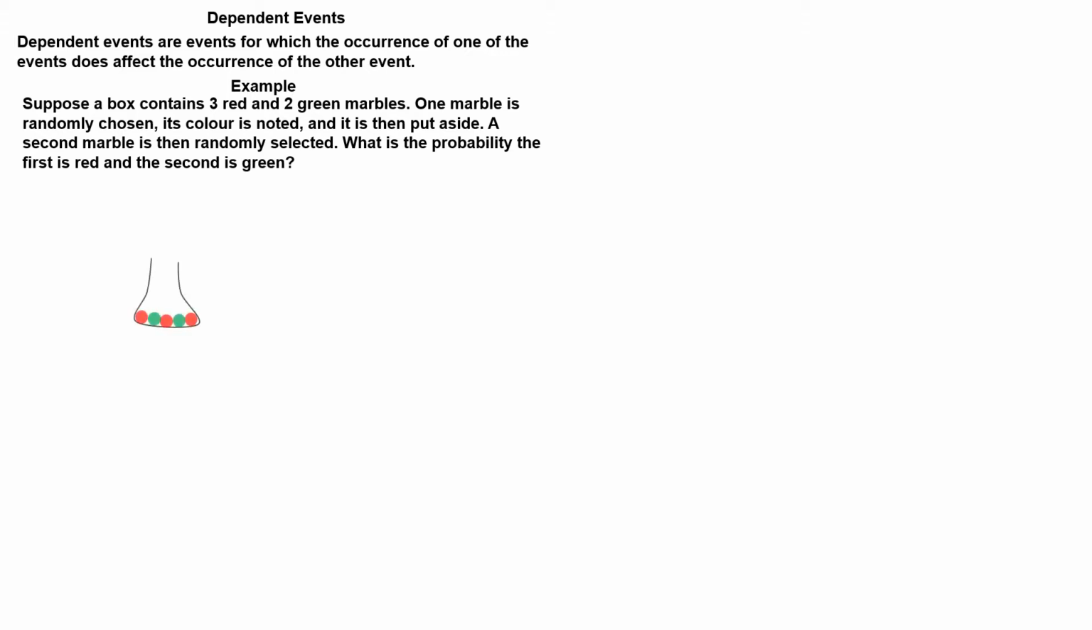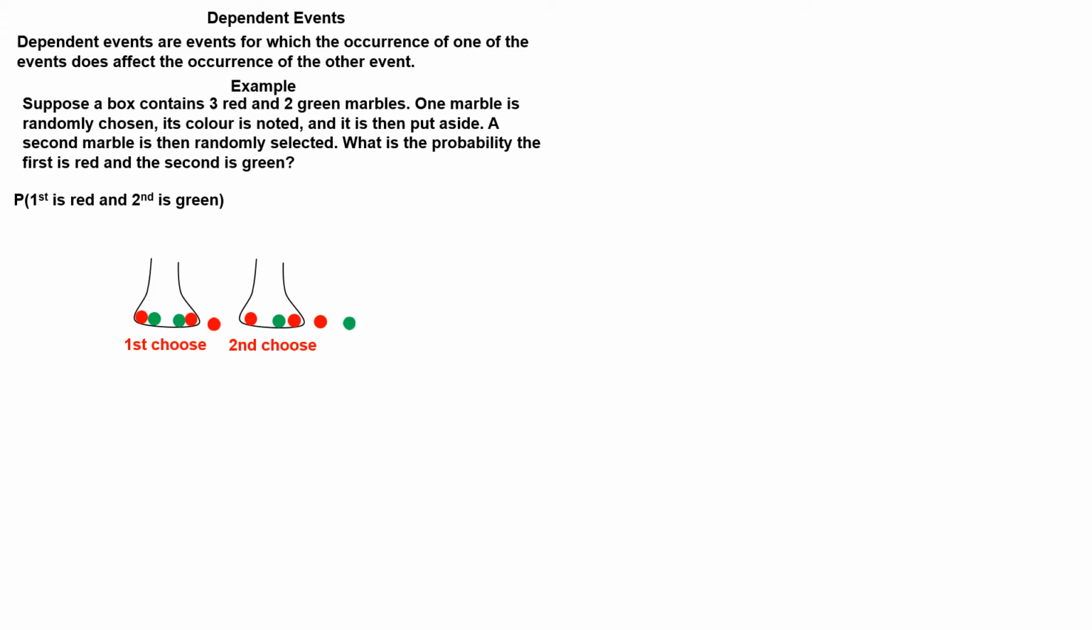The events are dependent because there are 5 marbles when we choose the first marble. But when we put it aside, we change the number of marbles inside the bag. And there are 4 marbles inside the bag when we choose the second marble. Therefore, the result of the second event is affected by the result of the first event.